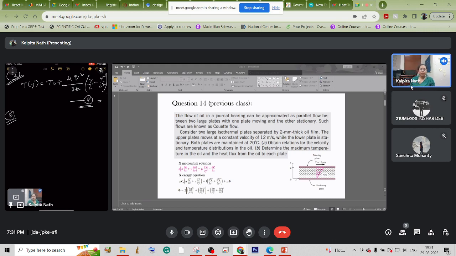And mind one thing, here we won't be calculating the heat flux by convection. Why? Because it says from oil to each plate, so we have to find it at the boundary of the plate. Over there it won't be convection, it will be conduction. So we will use the conduction equation for finding the flux, because it clearly says we have to find it at the plate. Yes, ma'am.